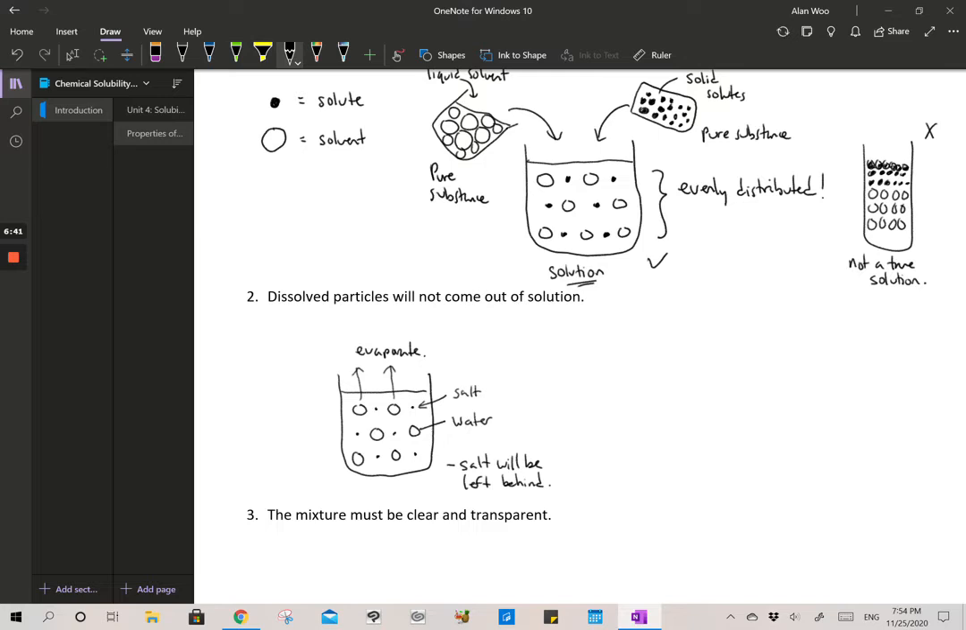Now this does take time. It doesn't happen right away. Okay, so if I'm boiling a solution, the act of boiling it pretty much destroys what this solution is. Evaporation is just a slower process. So when we look at this properly, in order to maintain it as a solution, we put a lid on top.